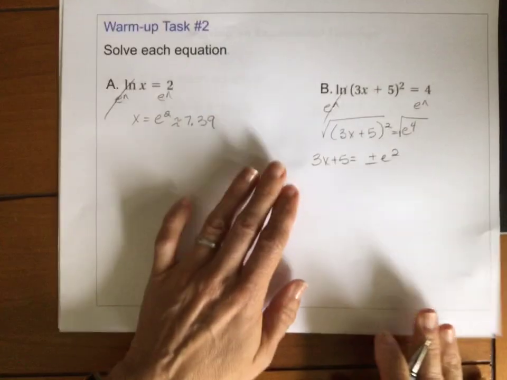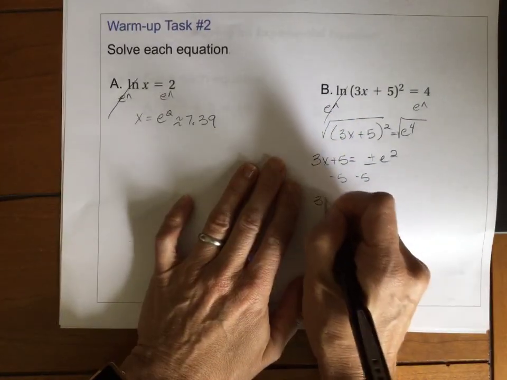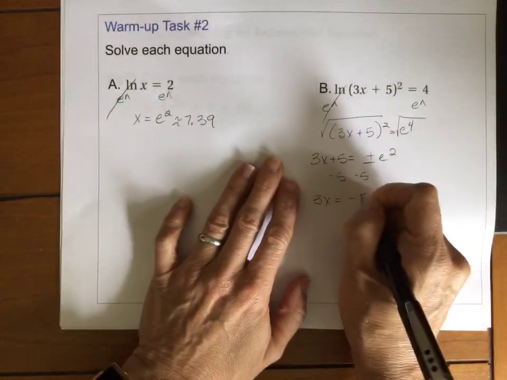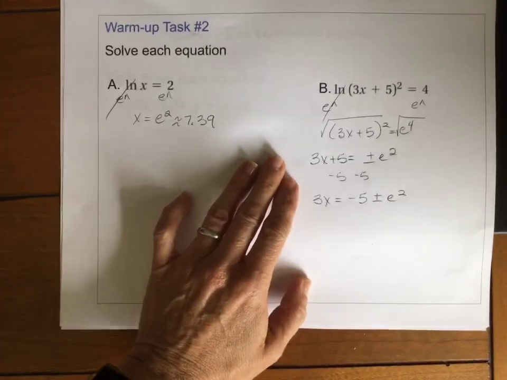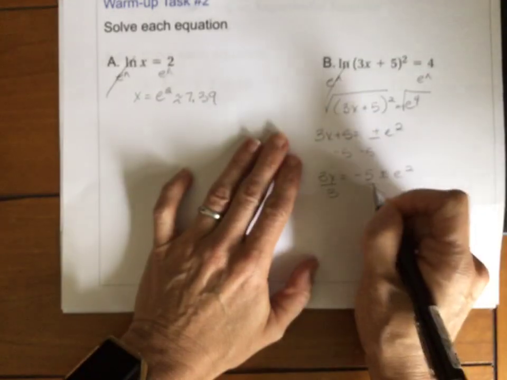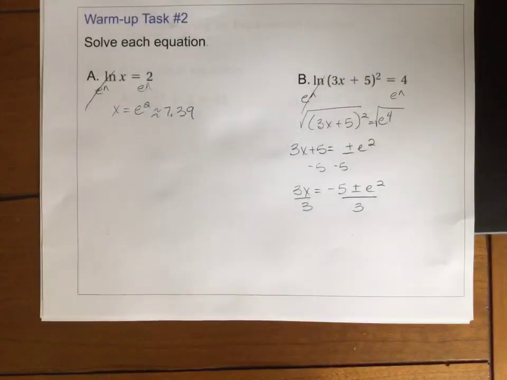Now I'm going to want to subtract that 5 from both sides. So I get 3x equals negative 5 plus or minus e squared. And then divide both sides by 3. So I get negative 5 plus or minus e squared, divided by 3.